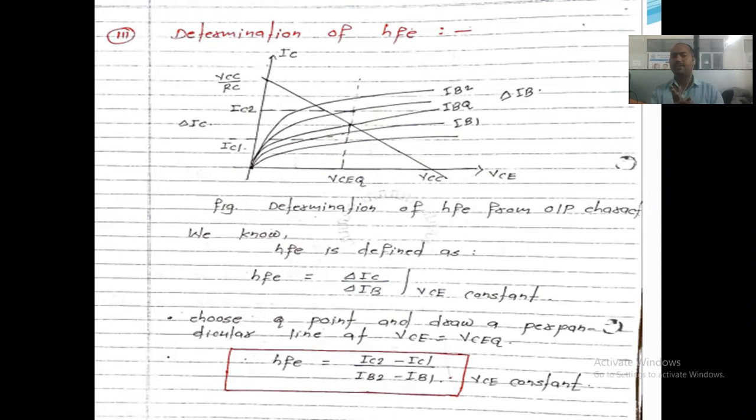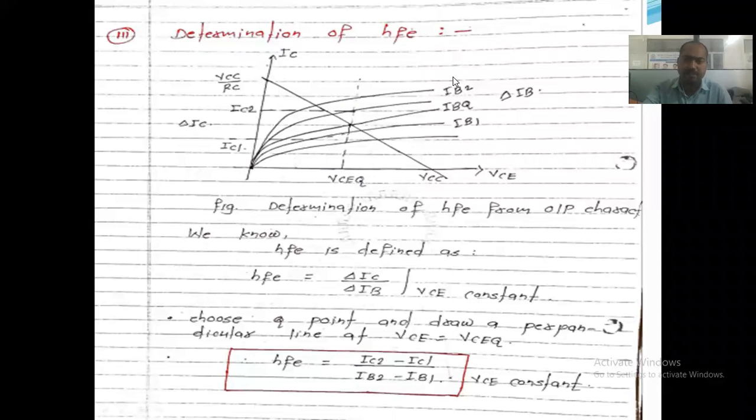So hfe indicates that it is the ratio of the output current to the input current. So for finding the determination of hfe, we need two currents, that is the output current and the input current. To find the input current and output current, here also we take one of the terms as a constant. Otherwise, if we keep varying it, you cannot find the ratio of output to input.